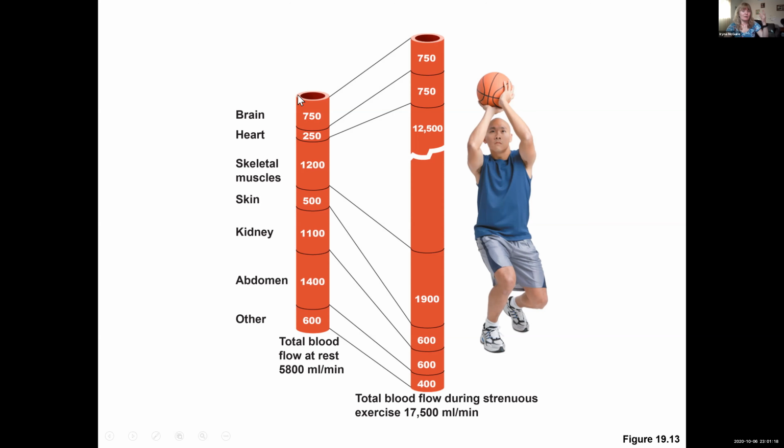Yes, because let's say when you're resting, this is the total blood volume that goes to your heart, to your skeletal muscle, to skin. When you start exercising, you cannot leave it the same way, right? You need to increase blood flow to your skeletal muscle. You need to increase blood flow to your heart, and you need to decrease blood flow to your abdomen. So you can see the only thing that is not changing here is the brain.